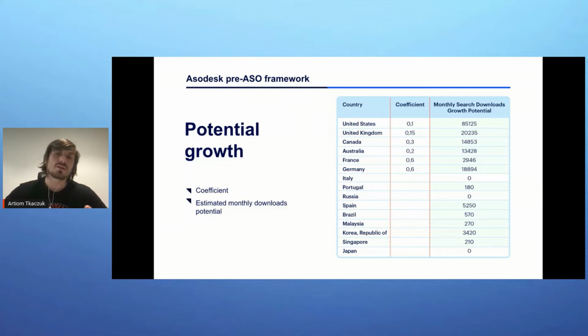So we can, for instance, in some countries, see that we acquire organic traffic better than we were supposed to, so we can increase this coefficient. And in some countries we see that we've got some problems. It is more difficult than we expected, and we can decrease this coefficient for our application. But the most important thing is that we get data-driven growth potential goals for our application.